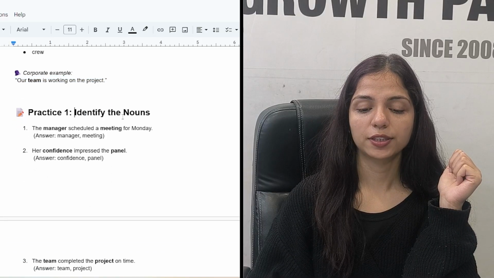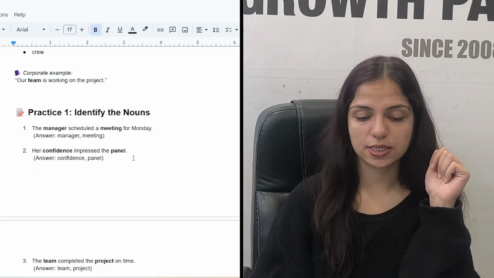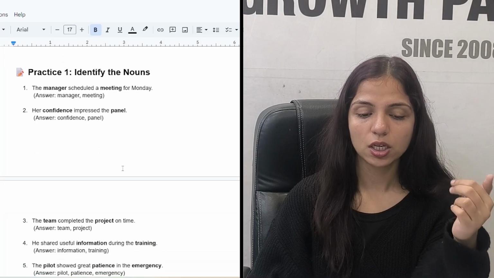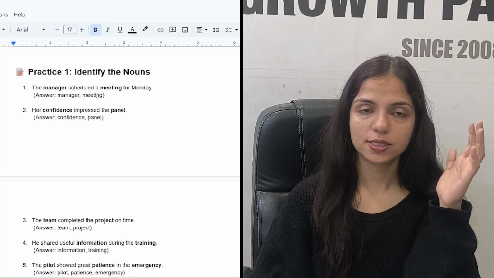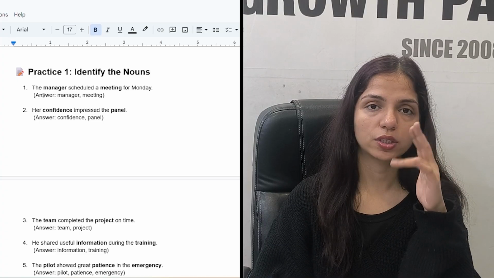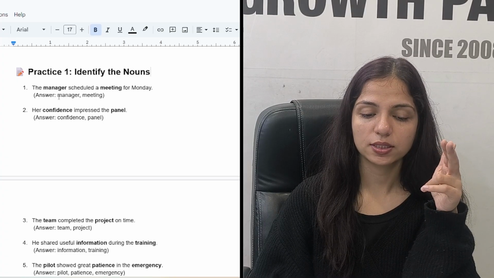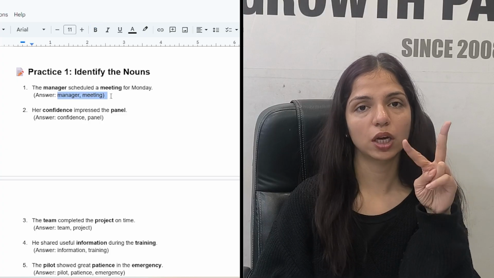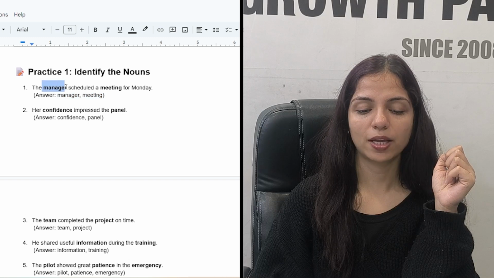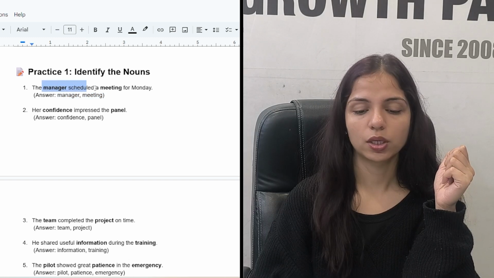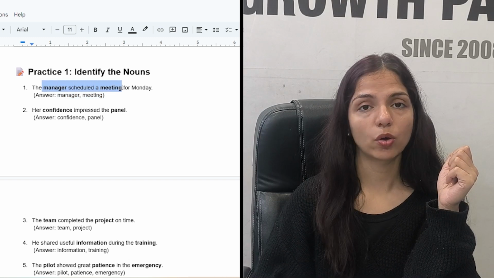Practice: identify the nouns. So this is the first exercise that we will be doing together. The first is: the manager scheduled a meeting for Monday. When I say manager scheduled a meeting for Monday, I have to understand which are the nouns here. We can see that the manager and the meeting both are the nouns in this context. Manager is a common noun and meeting again is a common noun.